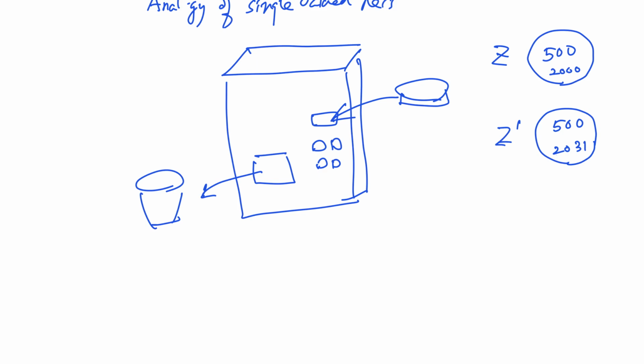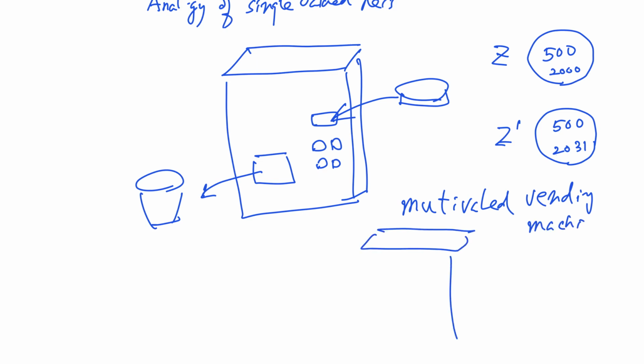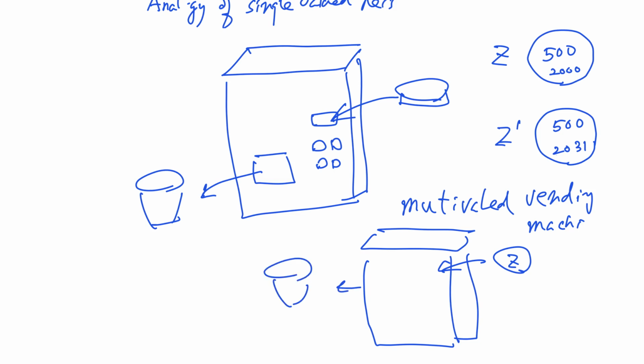But if we have a multi-valued vending machine, it's a very strange machine. If you put this coin, you get just 1 cup of coffee. But on the other hand, if you put the different coin made in a different year, you get 2 cups of coffee. I don't know, it's just a cartoon expression for single-valued and multi-valued expressions.